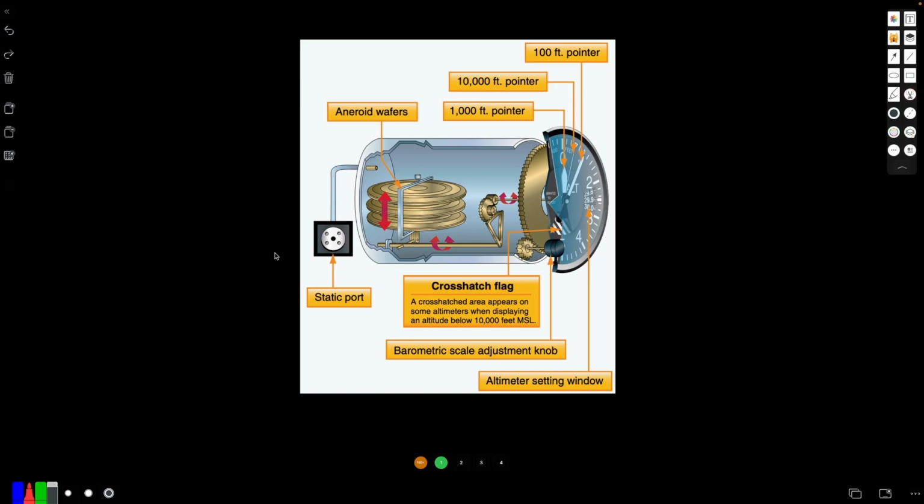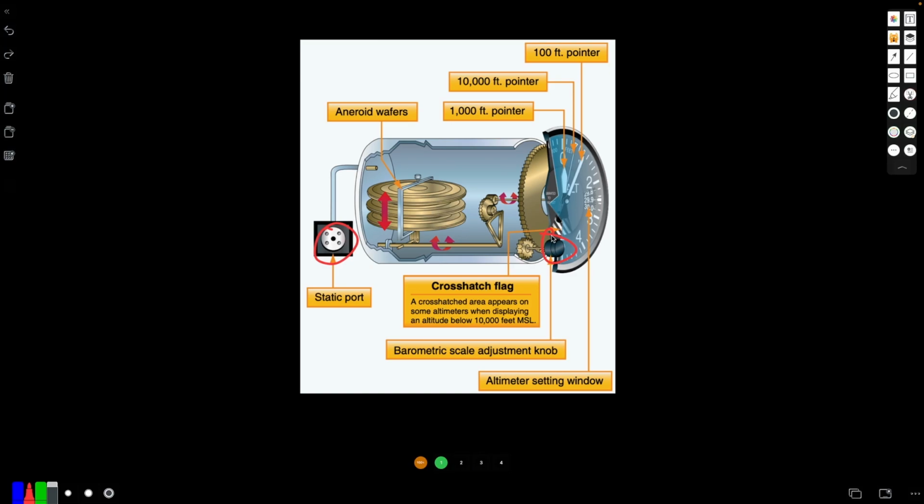This is a diagram taken from the Pilot's Handbook of Aeronautical Knowledge, published by the FAA. It's just a simple cross-section of a mechanical altimeter. If you think about it, an altimeter is basically an analog computer, and it really only has two variables. The first is the pressure that's present at the static port. And then also the adjustment to the barometric scale, that's another variable. You take those two inputs, and based off of how the device is calibrated, it will give an indicated altitude.